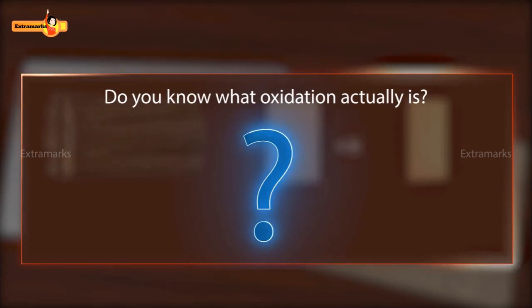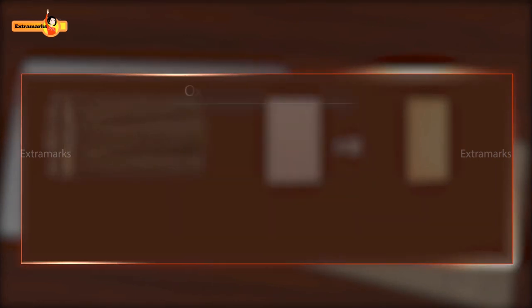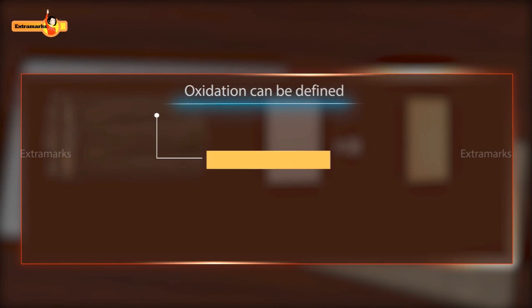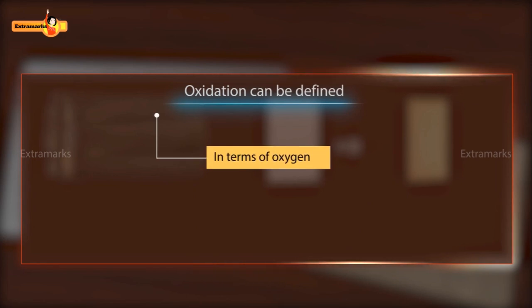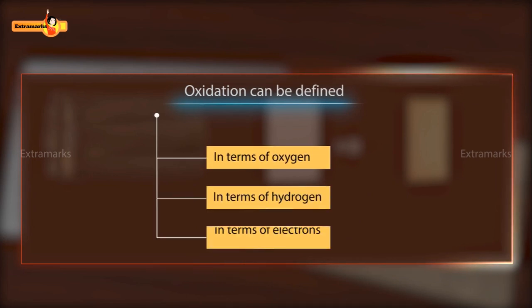Do you know what oxidation actually is? Oxidation can be defined in terms of oxygen, in terms of hydrogen, and in terms of electrons. Let's explore them one by one.